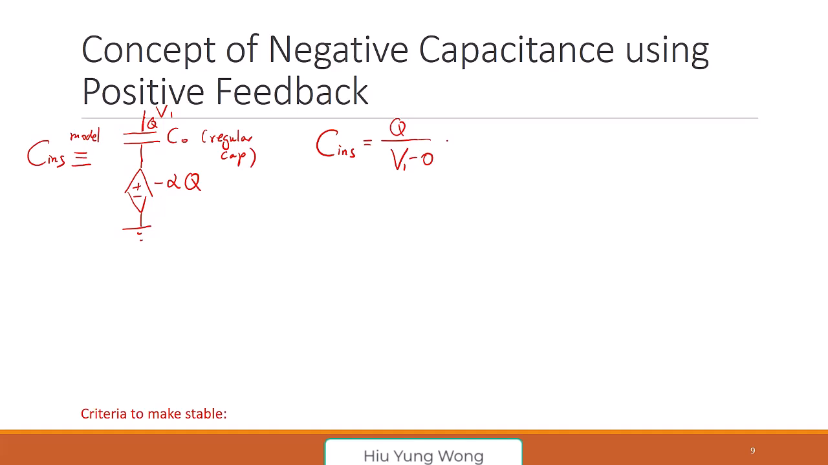Now, then let's try to study what Q actually is. Q is just the charge across this C0. So it is just C0 times the voltage across it, V1 minus negative alpha Q. This is just the voltage across C0, correct? The top is V1, the bottom is negative alpha Q, right? And divide this by V1. So this one gives me C0 times V1 plus alpha Q, divided by V1. Okay, so let's try to find out what the effective capacitance is now. This is V1.